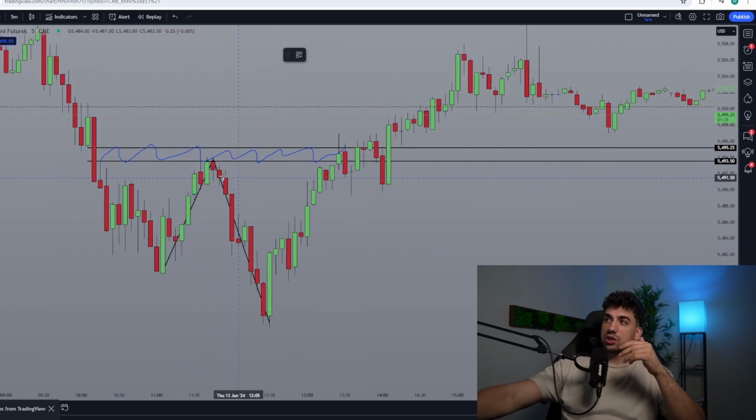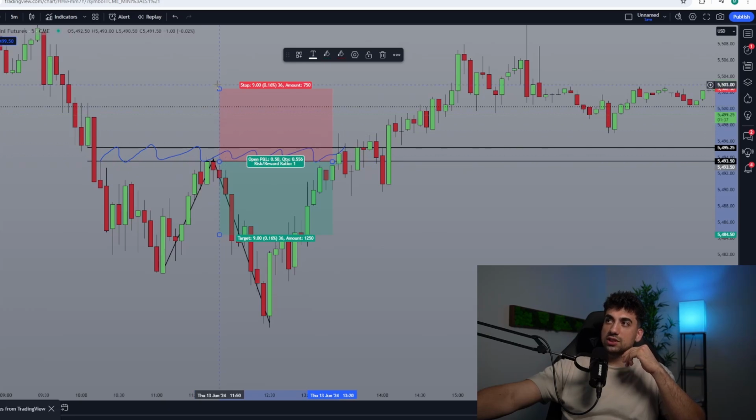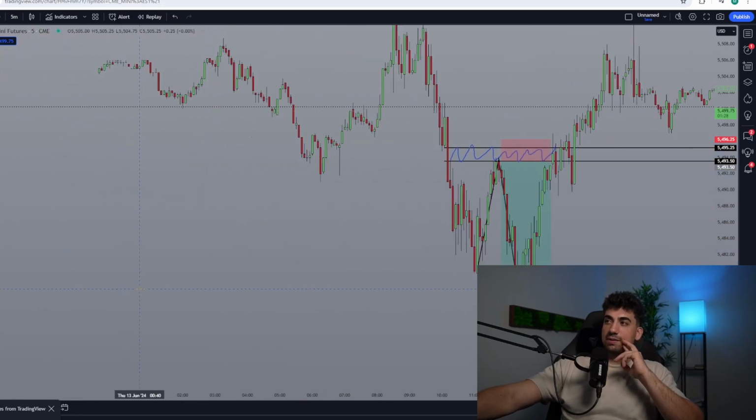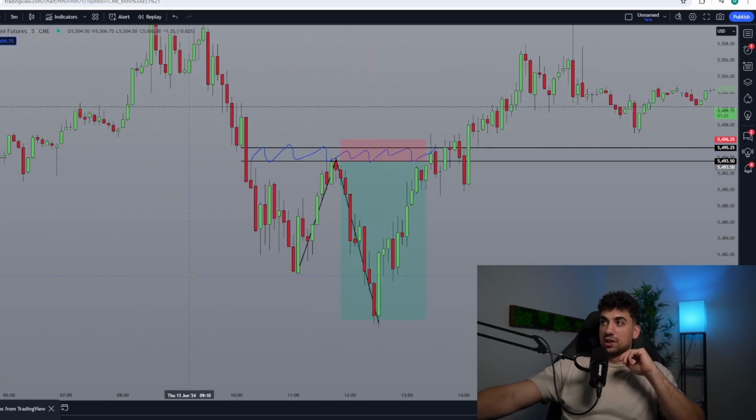And I like to use this in combination with other confluences, whatever we like: EMAs, VWAPs, golden pocket, whatever you want. Your stop loss is going to be above the imbalance, a close above it, and you target your next level of liquidity. In this case it could have been these lows right here, right?